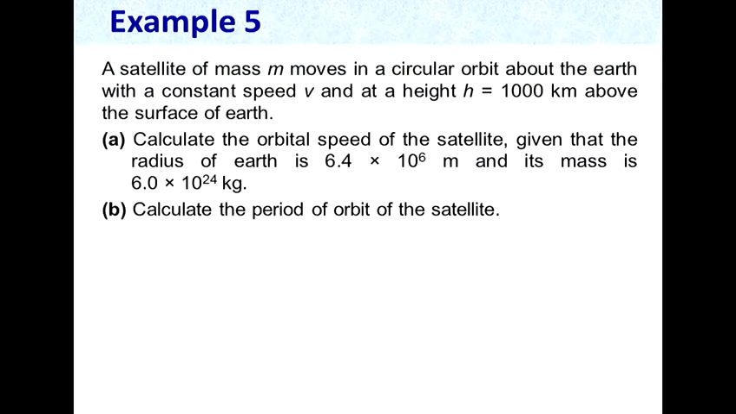Okay, now you try example 5. The satellite's mass, small m, moves in a circular orbit about the Earth at a constant speed, meaning it's a uniform circular motion, and it is at a height 1,000 kilometers above the surface of Earth. First calculate the orbital speed, small v. You're given the radius of Earth, and you know the mass of Earth. So how do you calculate v? Circular motion, you always begin with the same step, the equation, Newton's second law.